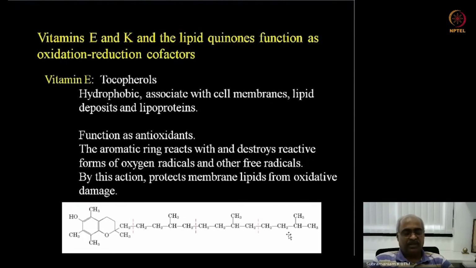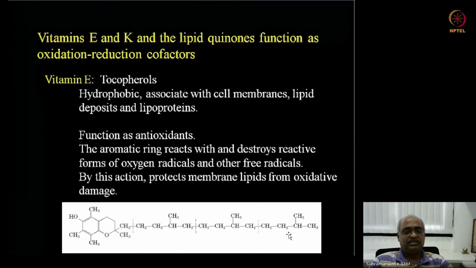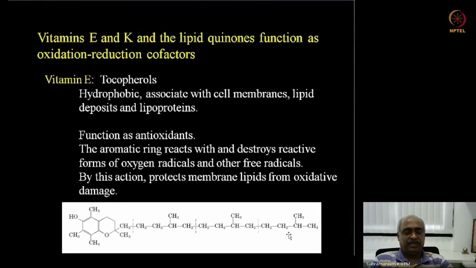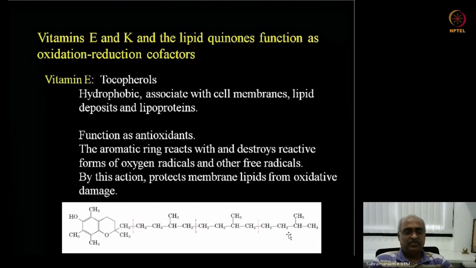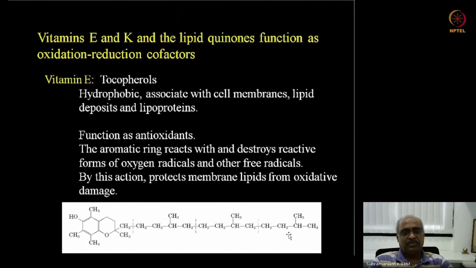We have two kinds of antioxidants: one that functions in the membrane phase, and another in the aqueous phase. The aqueous phase is served primarily by vitamin C, which is a water soluble vitamin. We will see vitamin C later when we learn metabolism. For now, we focus on the lipid phase. In the lipid phase, the antioxidant job is done by tocopherols, commonly known as vitamin E.